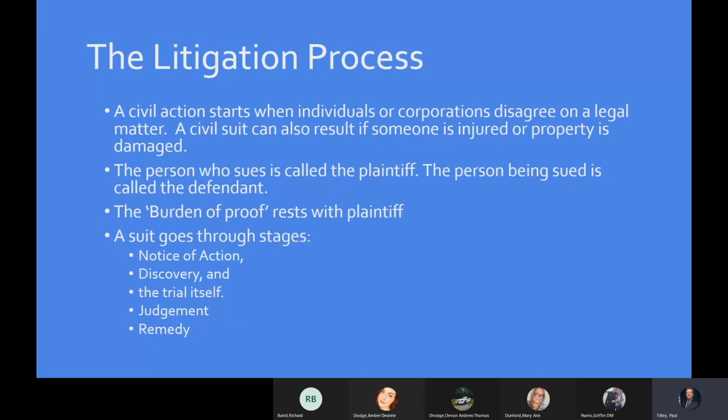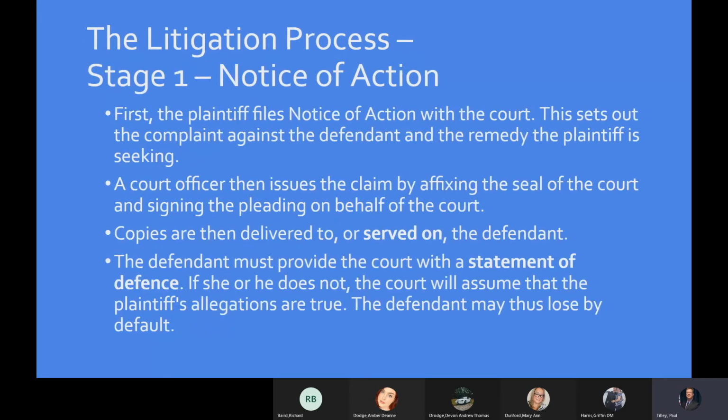So any lawsuit goes through some distinctive stages. The first stage is what we call the notice of action. The notice of action is where you are served with a summons, I'll call it. Someone will bring it to you personally, or register mail it, or whatever, a summons from the court. And so the plaintiff, the person doing the suing, files a notice of action with the court.